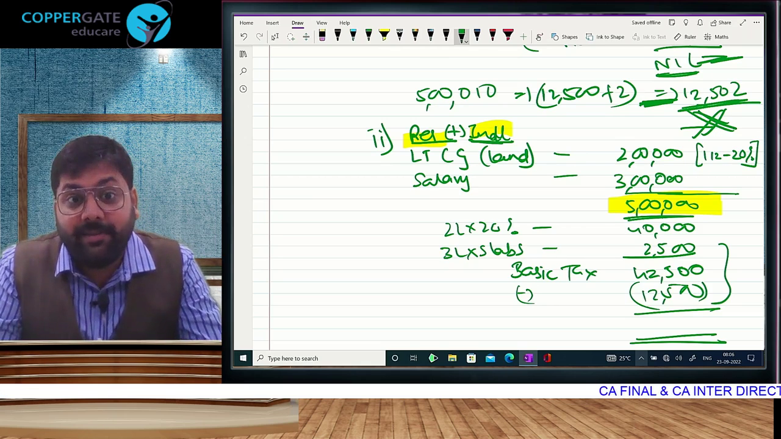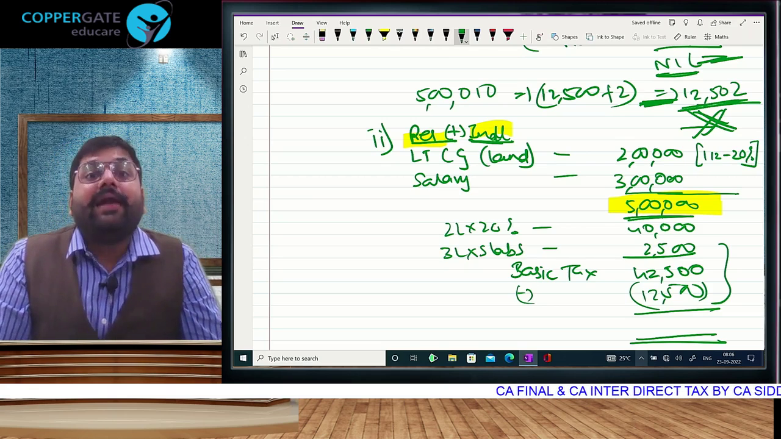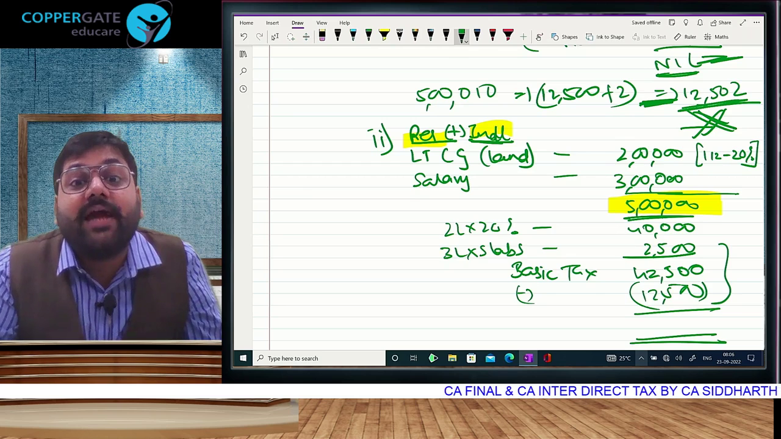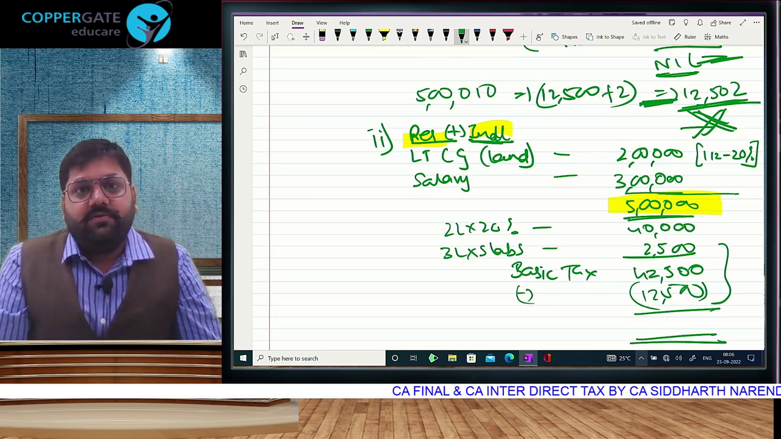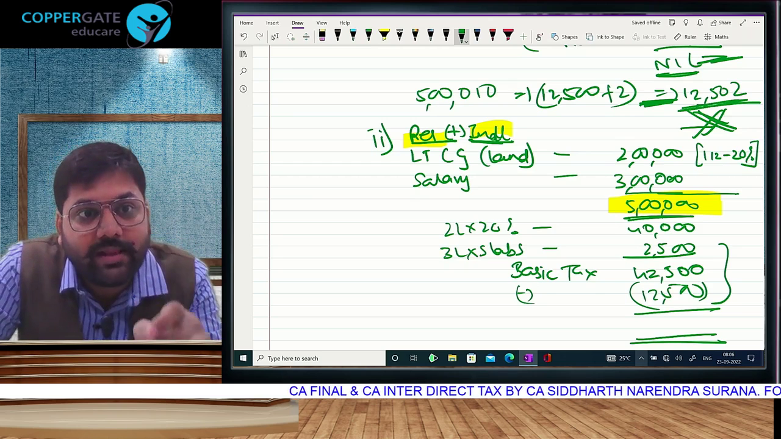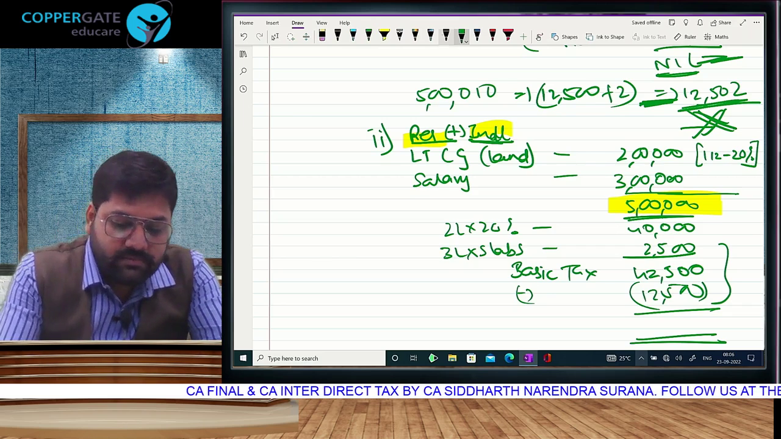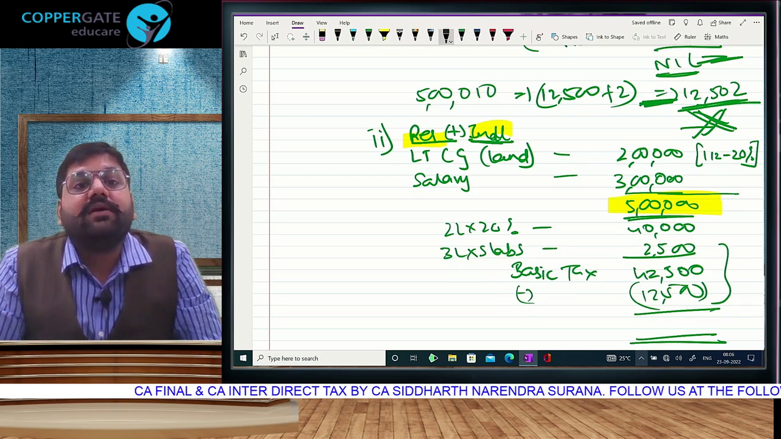And how much rebate? You have to say, actual tax or 12,500, whichever is lower. This is how we will calculate our rebate.